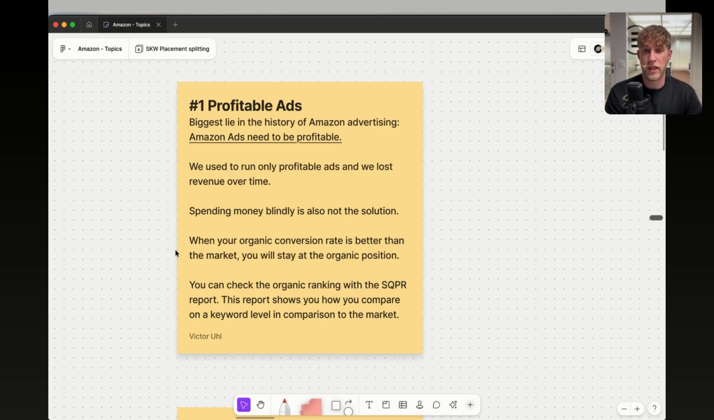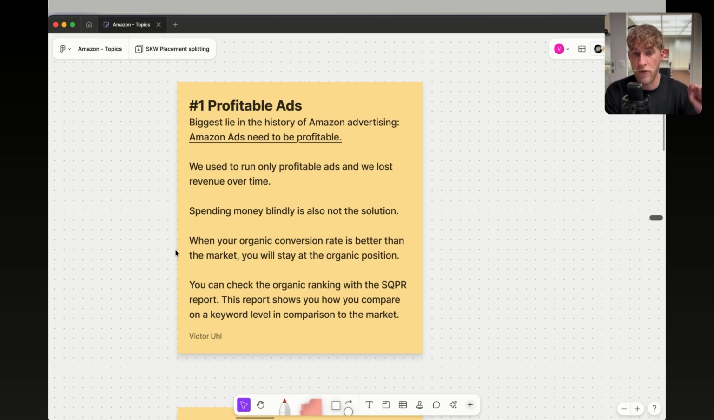Of course, if you do this blindly, you will just spend money or burn it. So better just give it to me or to a charity or whatever. So we have to establish certain rules. When your organic conversion rate is better than the market, you will keep the organic position that you climbed up to. You can figure out if this happens by checking the SQPR report.